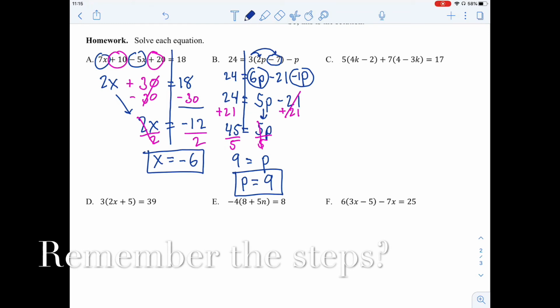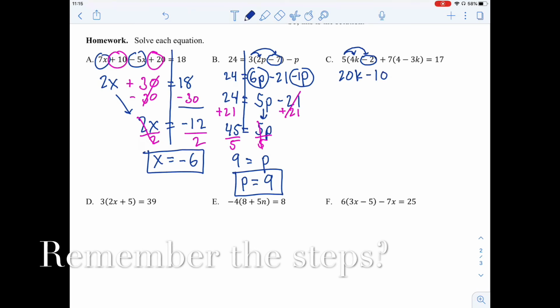Similar thing. Looks the same, right? So we have variables and parentheses. So we're just going to distribute. Right? So 5 times 4k, 20k. Okay, 5 times 4, 20. 5 times, remember this number again, it's negative. We keep the sign. 5 times negative 2 is going to be negative 10.